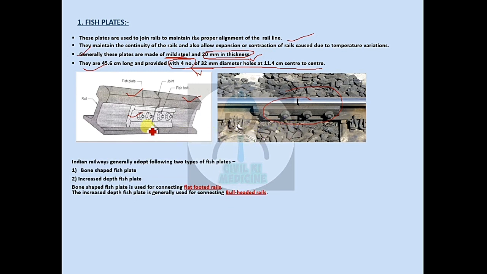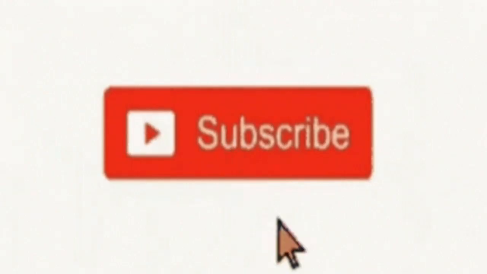In our country, generally two types of fish plate are used. Number one is the bone shaped fish plate and the second one is the increased depth fish plate. Generally, the bone shaped fish plate is used for connecting FF rail, FF rail meaning flat footed rail. And the second one, the increased depth fish plate, is used for connecting BH rail, that means bull headed rail. See the diagram.